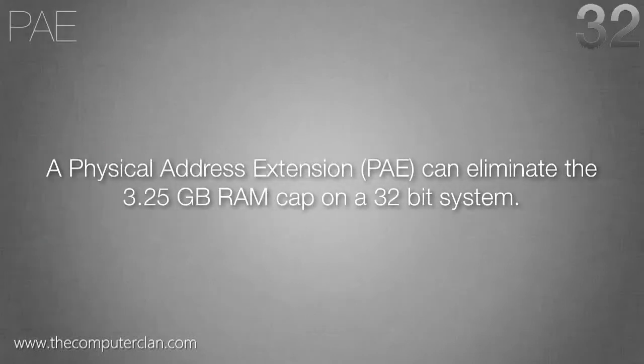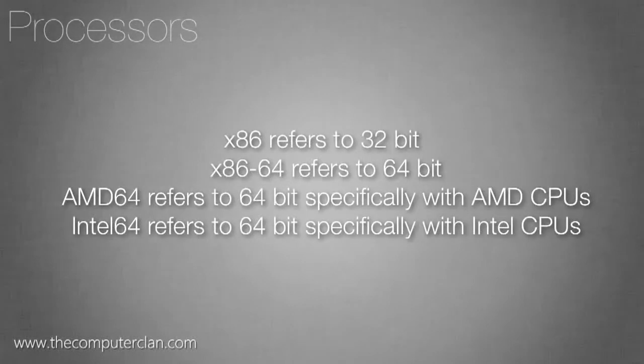Now with 32-bit, there is actually a way you can get more RAM registered in the system. You can have a 32-bit processor, but if your 32-bit processor has something called a physical address extension, you can eliminate that 3.25 gigabyte RAM cap. So you'll still only have 32-bit speed, but you can actually have more than 3.25 gigabytes of RAM with a PAE.